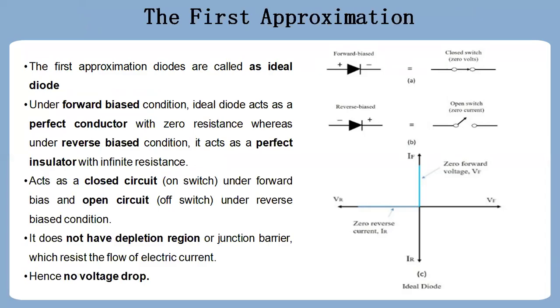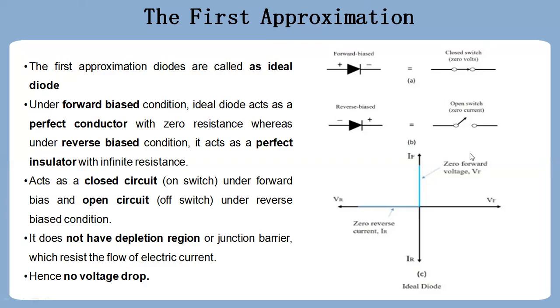In an ideal diode, whenever we connect the diode in forward bias, it will act as a perfect conductor with zero resistance. Under reverse bias condition, it acts as a perfect insulator with infinite resistance. When we say it is a perfect conductor with zero resistance, we can replace the diode with a closed switch. Similarly, in reverse bias, as a perfect insulator with infinite resistance, we can replace the diode with an open switch. That means it will not allow the current to flow.